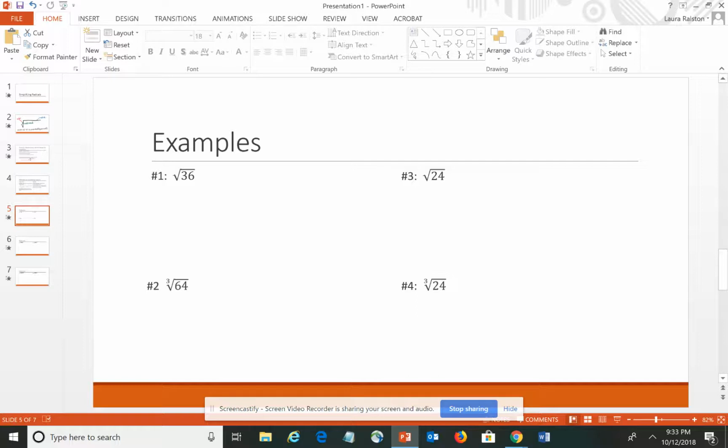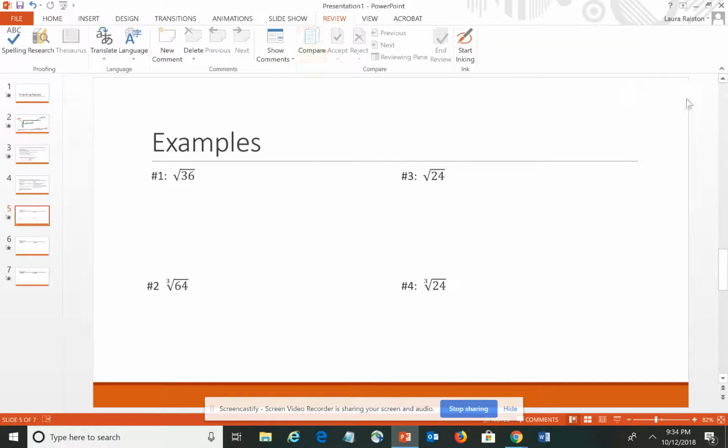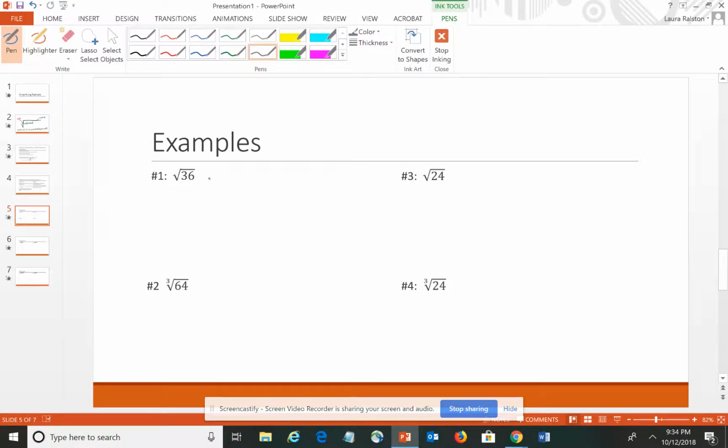So example number 1 looks pretty straightforward to me. It's the square root of 36, and I recognize 36 as being a perfect square. I have an understood index of 2, so I have to think to myself, what number times itself is going to give me 36? And it happens to be 6.